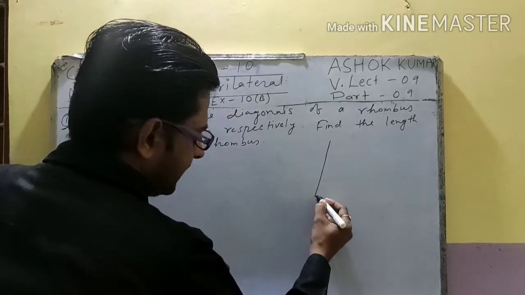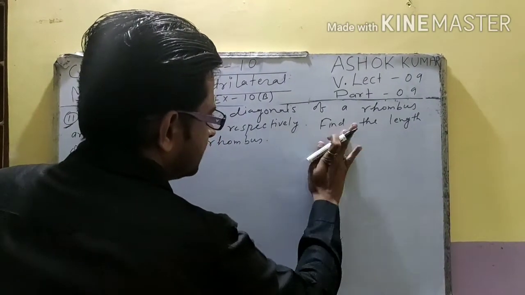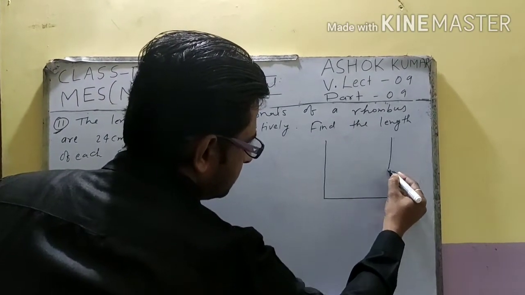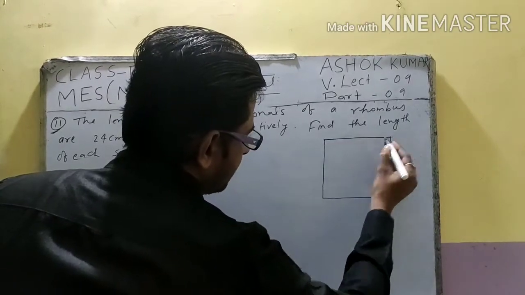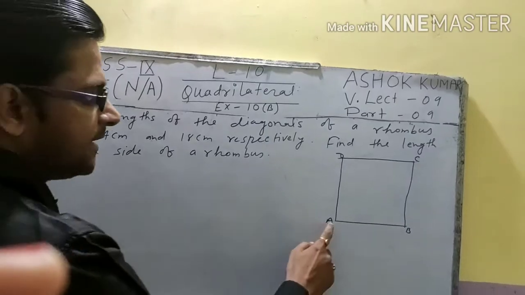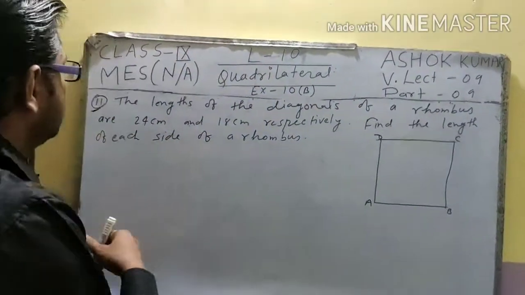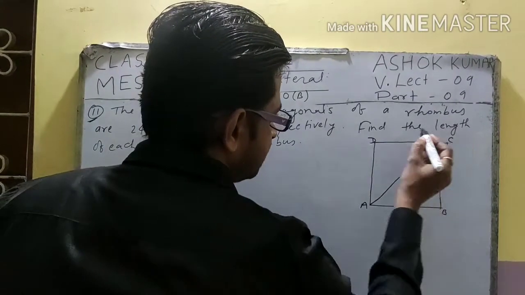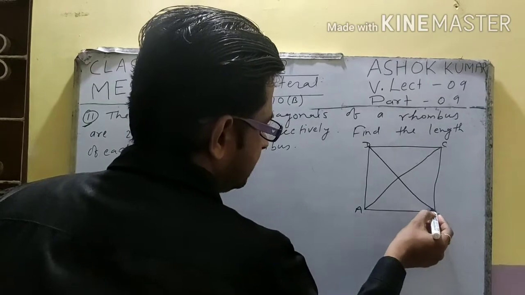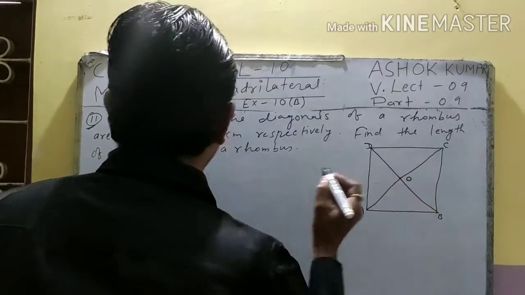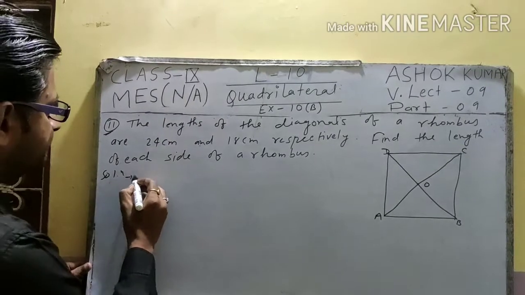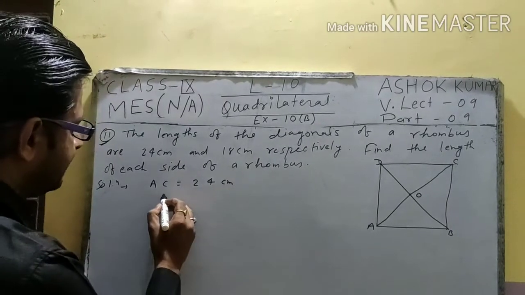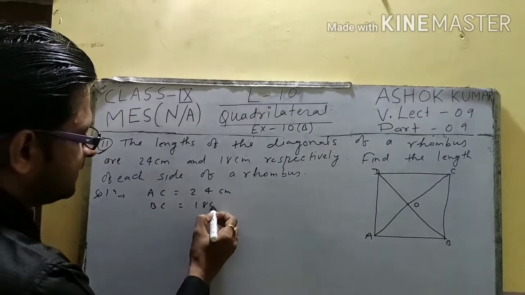That means the length of the diagonal of a rhombus. This is the rhombus ABCD. The length of the diagonals, that means this length is 24 centimeter and this length is 18 centimeter, and this is the point O. Okay students, so here suppose AC is equal to 24 centimeter and BD is equal to 18 centimeter.